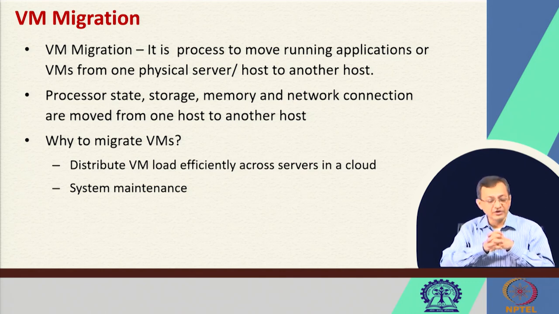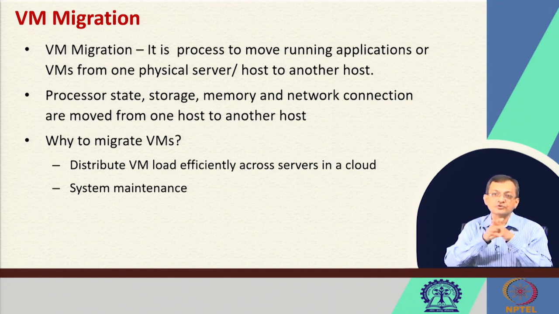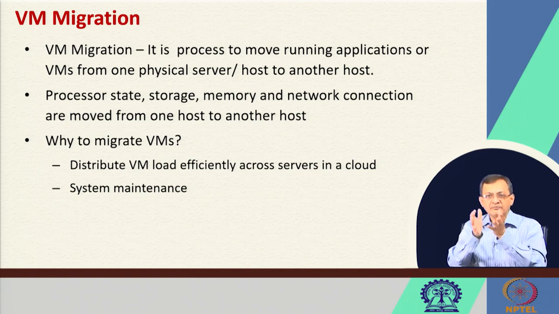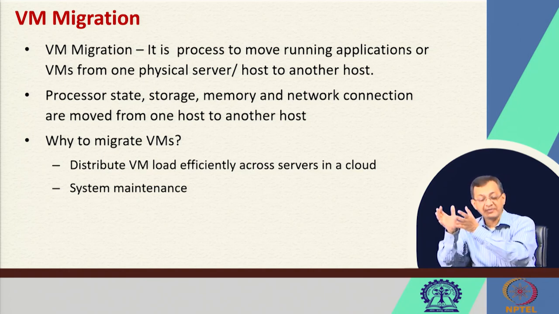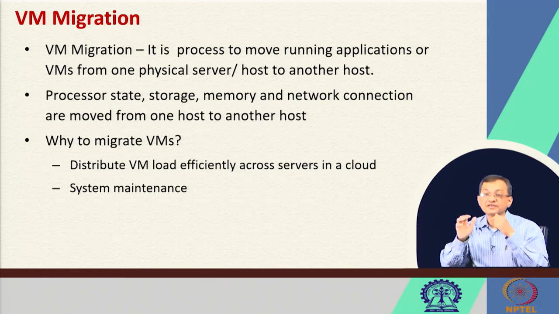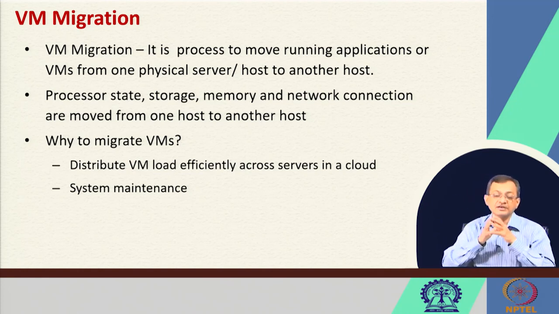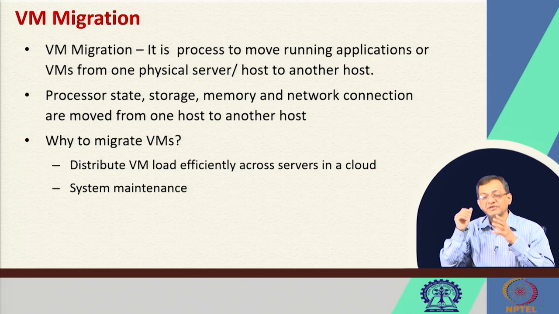So, what we try to migrate is the processor state, the storage, the memory, and the network connections, which are moved from one host to another, right. So, the processor state, whatever storage things are there, the memory locations, that is, the so-called RAM, and then the network connectivity. If there are connections and the VM is going away, and some network-level application is going on, that needs to be reconnected there, right.